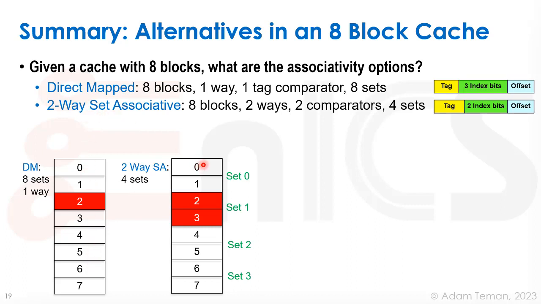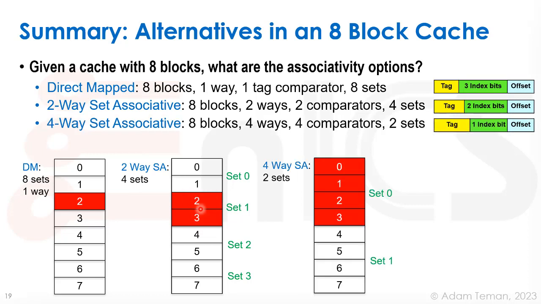We can have 2-way set-associative. In this case, we take our 8 blocks and we divide them into 4 sets. That means we have 4 different sets over here, set 0 to set 3, which are chosen through 2 index bits. And then we need 2 comparators, because a certain cache line can be in 2 positions. So if we look at something that's in set 1, it can be either in cache line 2 or 3.